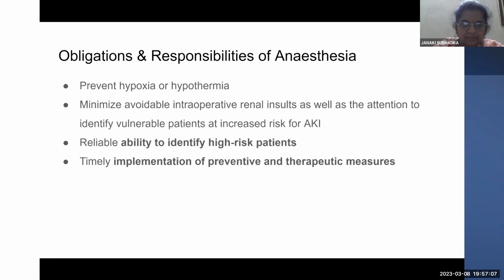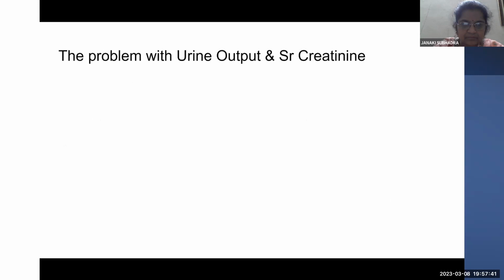We have certain obligations and responsibilities like prevention of hypoxemia and hypothermia, minimizing avoidable intraoperative renal insults, and especially taking greater care of vulnerable patients. But we also need to figure out a reliable way to identify high-risk patients and therefore timely implement preventive and therapeutic measures, so that even if there is an insult, it does not progress to further deterioration.